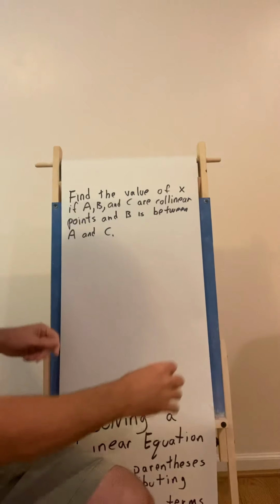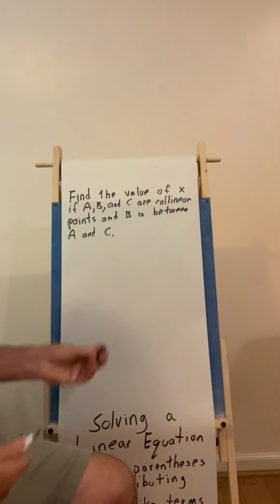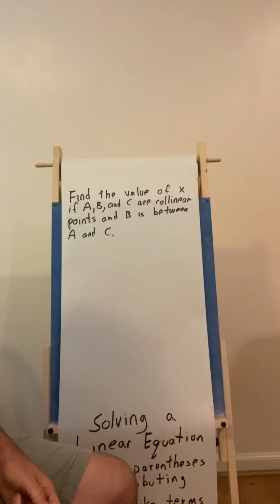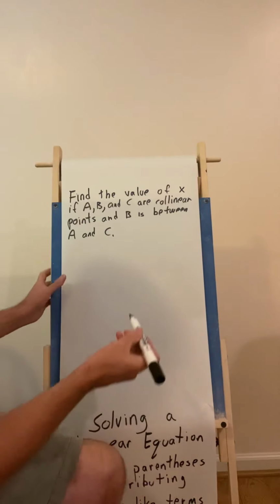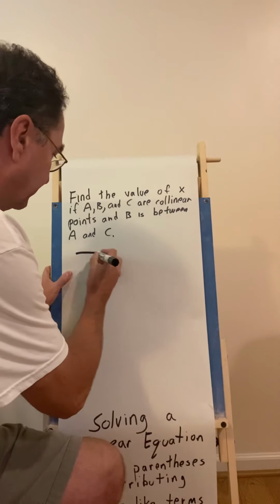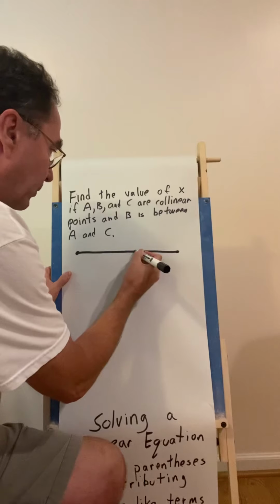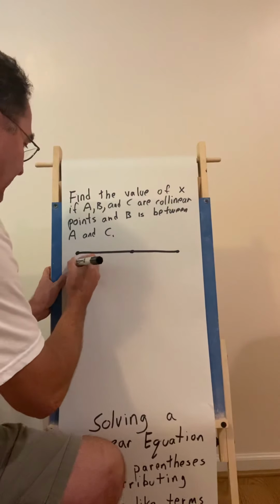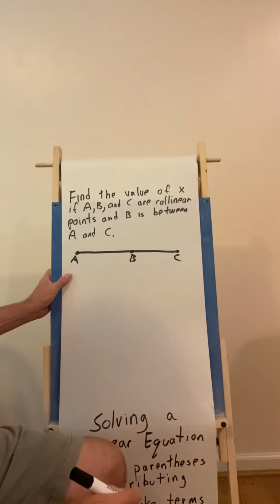Just like last class, the problems are going to say A, B, and C are collinear points and B is between A and C. Find the value of x. Like I said in geometry, we're always going to want to draw the diagram. This diagram is quite simple. It's just a line segment composed of 3 points, set up like this, A, B, and C, because B is between A and C.